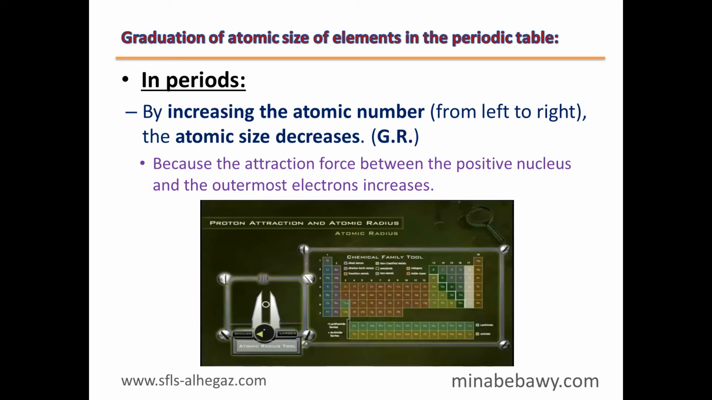As you can see from this video, if we take lithium as an example, this is the size of lithium and this is the size of fluorine. As you can see, the size of lithium is much greater than that of fluorine. This is because the atomic size of elements decreases in periods by increasing the atomic number from left to right.